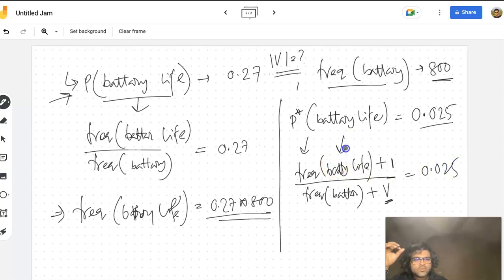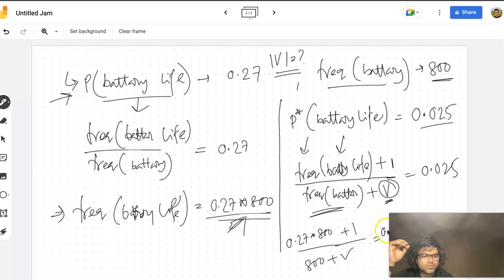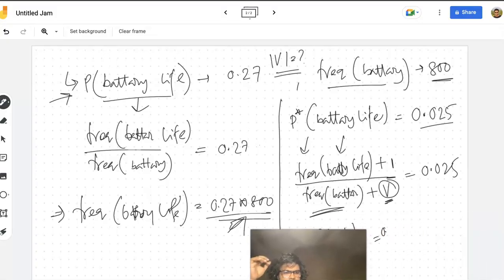Now we know this value, the frequency of battery life, and we also know this value, 800. So just one unknown is there, and all these things are known. So basically, this is 0.027 into (800 plus 1) by (800 plus V), which equals 0.025. If we check, we will get the value of V from this equation.